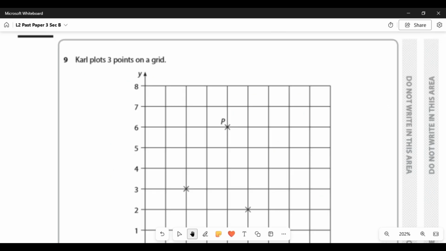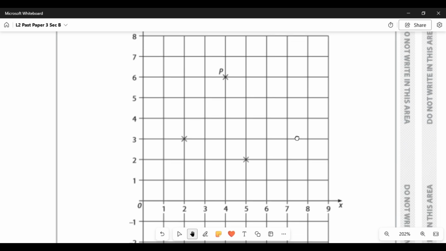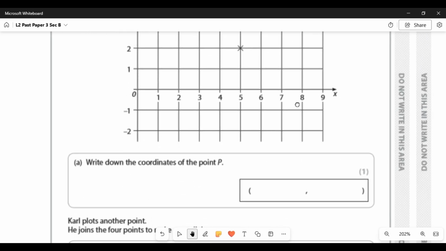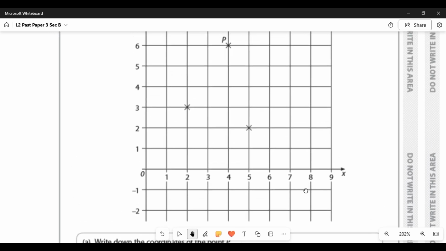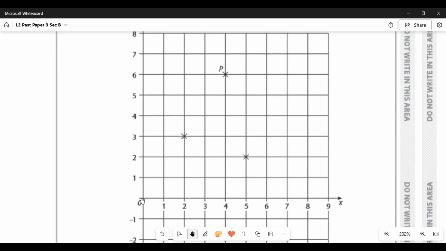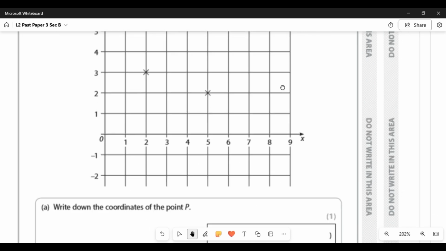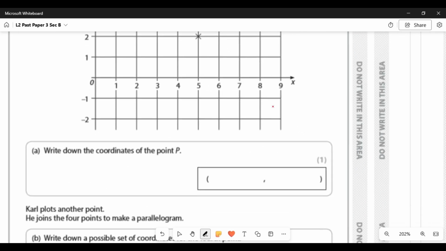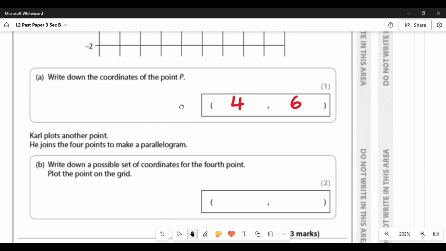Question 9. Carl plots 3 points on a grid. So there's the 3 points. Okay. Part A says write down the coordinates of point P, which is right there. So hopefully you know, for coordinates you start from 0, 0 obviously. You go across the corridor and then in this case up the stairs. So you go from 0, 4 across and 6 up. So that would be 4 and a 6 in brackets. They've already put the brackets in for you. Yep, there's your first mark.